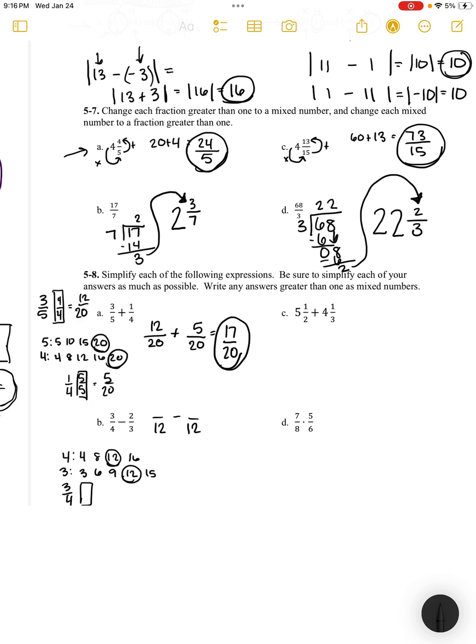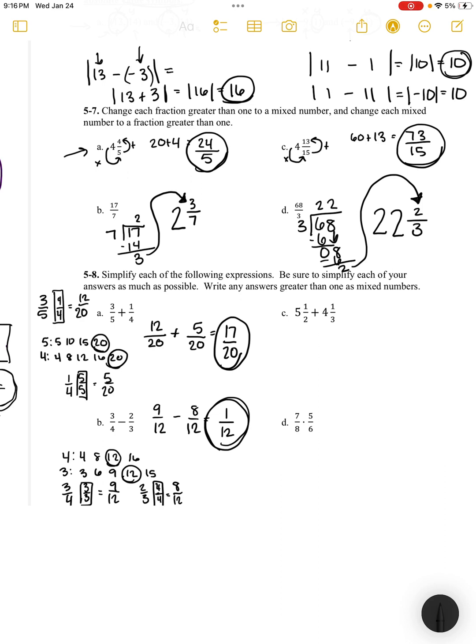3/4, use a giant 1, I have to get to 12. 4 times 3 is 12, 3 times 3 is 9. Do the same thing with 2/3. 3 times 4 is 12, 2 times 4 is 8. 9 minus 8 is 1, and I keep my denominator.